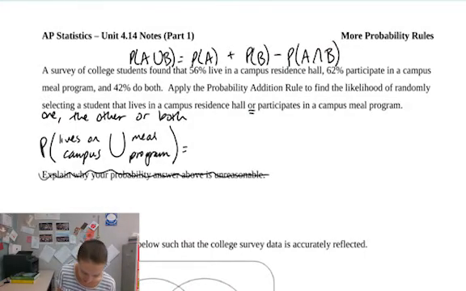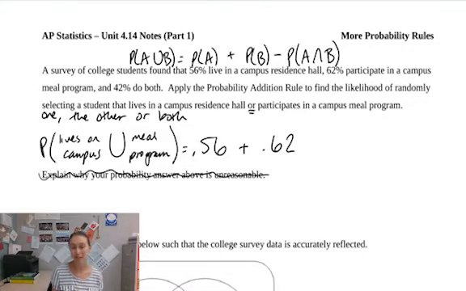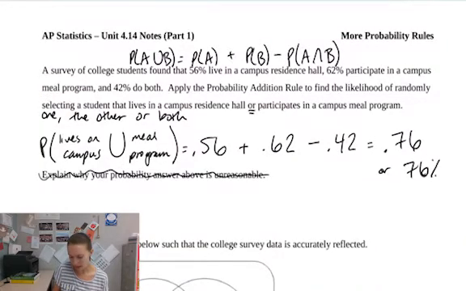So that gives us 0.56 plus 0.62. Now, if all I did was add those two together, I would have more than 100%, which doesn't make any sense. So this is where subtracting that overlapping piece comes into play. So when we put that all into our calculator, I get 0.76 or 76%. On the AP exam, you can leave it as a percentage or decimal, it doesn't matter.